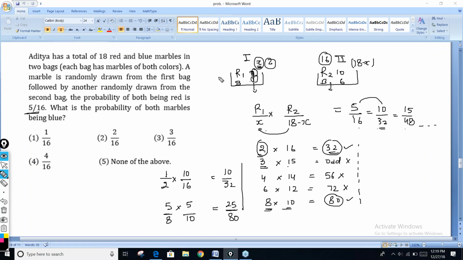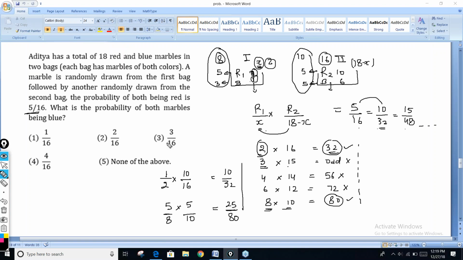So the second case, that red marbles are 5 and total marbles are 8. So blue marbles are 3. And here it is red marbles are 5, total marbles are 10. So blue is also 5. That is the second case, and that was the first case.